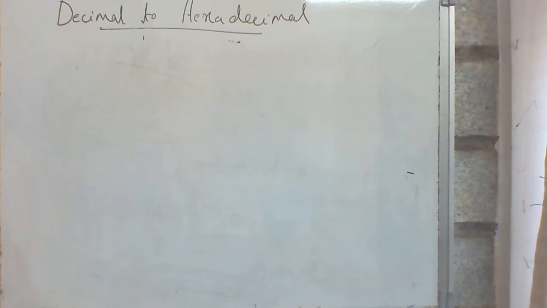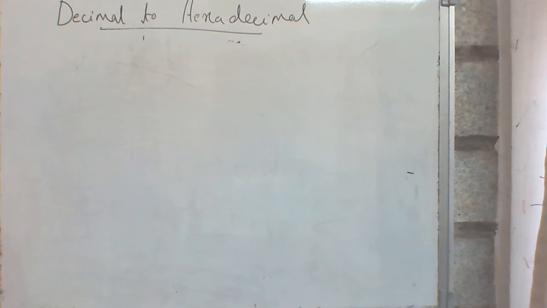Then to convert decimal to hexadecimal, we need to divide the number by 16. Then repeat that division till the number becomes 0. The first remainder will be the LSB and the last remainder will be the MSB.